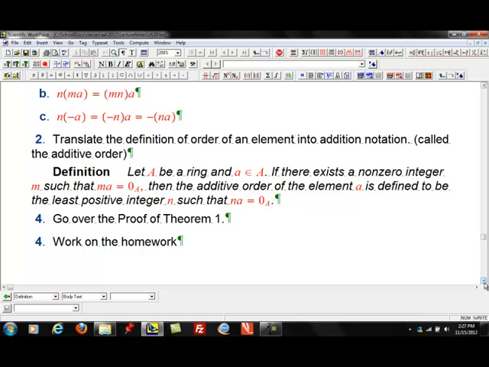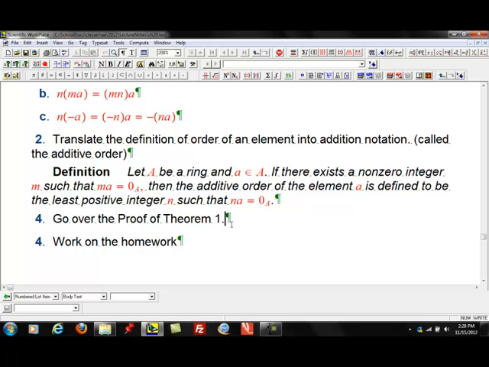Now, theorem 1 in your book. Yeah, question. Yeah, n times a. It is, as long as you're talking about elements that are inside the group. n doesn't have to live in the ring. It's outside of the ring.